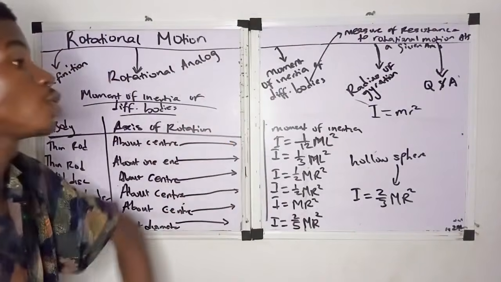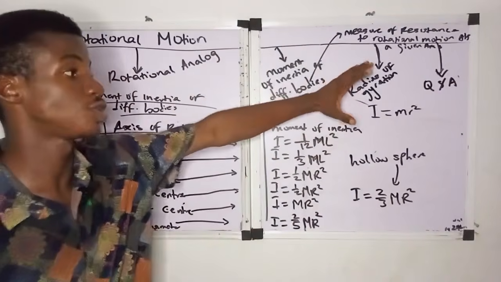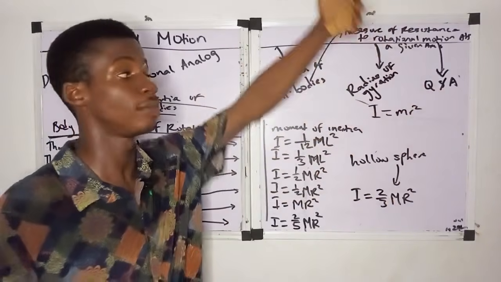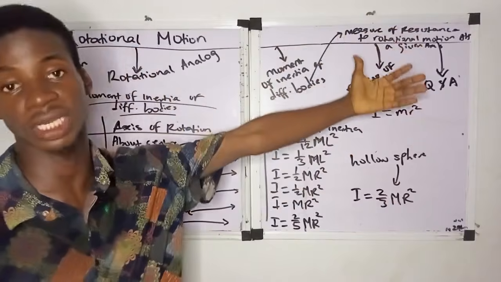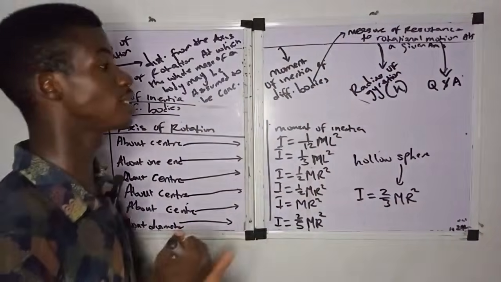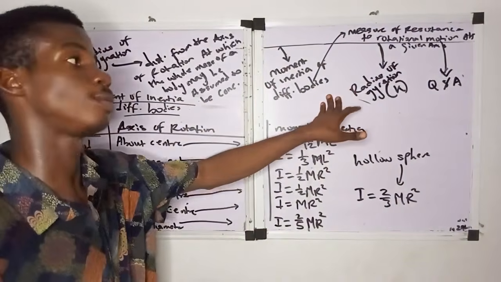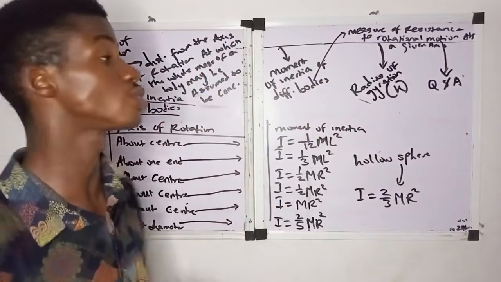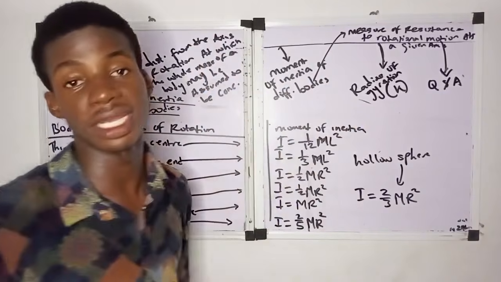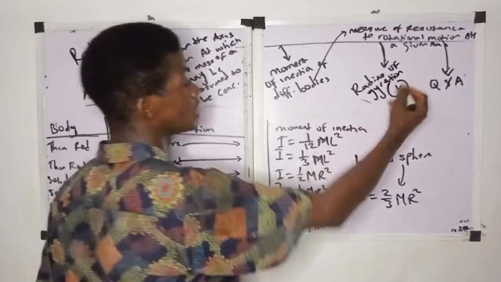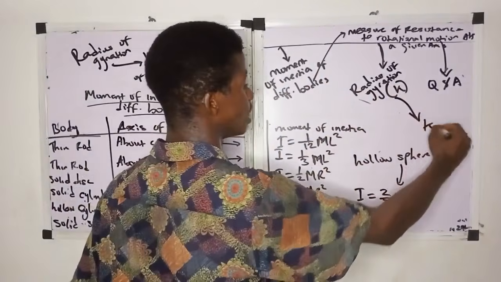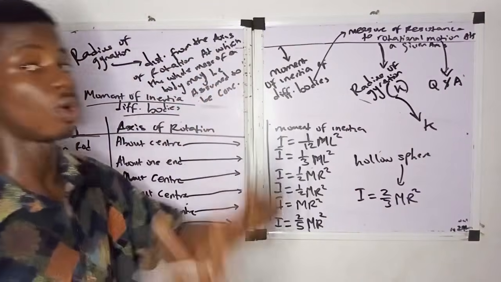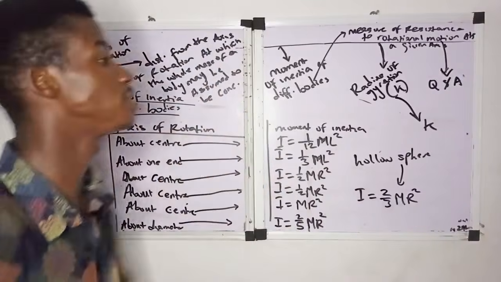Now let's move to radius of gyration, before we move to answering questions. This is the last part, which is radius of gyration. Radius of gyration is also known as equivalent radius. It is a constant, represented by the letter K.